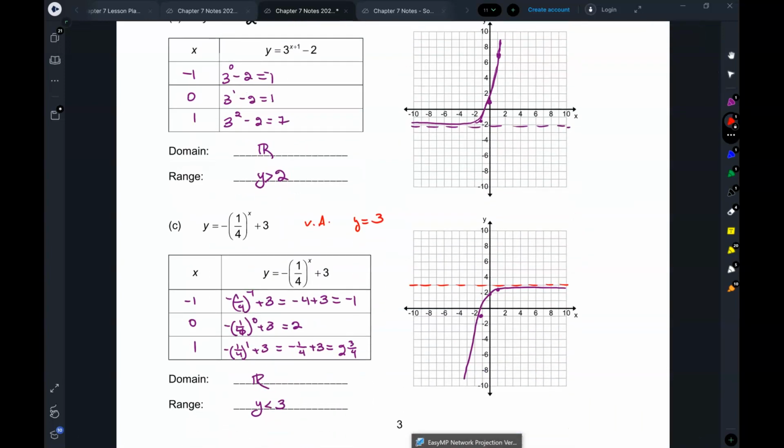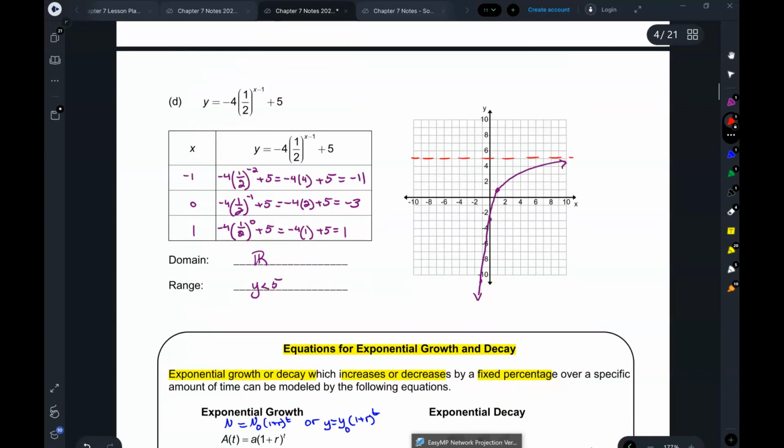Look at this one. This is a negative, but it does not matter whether it's positive or negative. What tells us that this is decay is that as you move towards x equals positive infinity, it goes towards the asymptote, not away from it. This is so important, okay? I have students in calculus who don't see that fact.